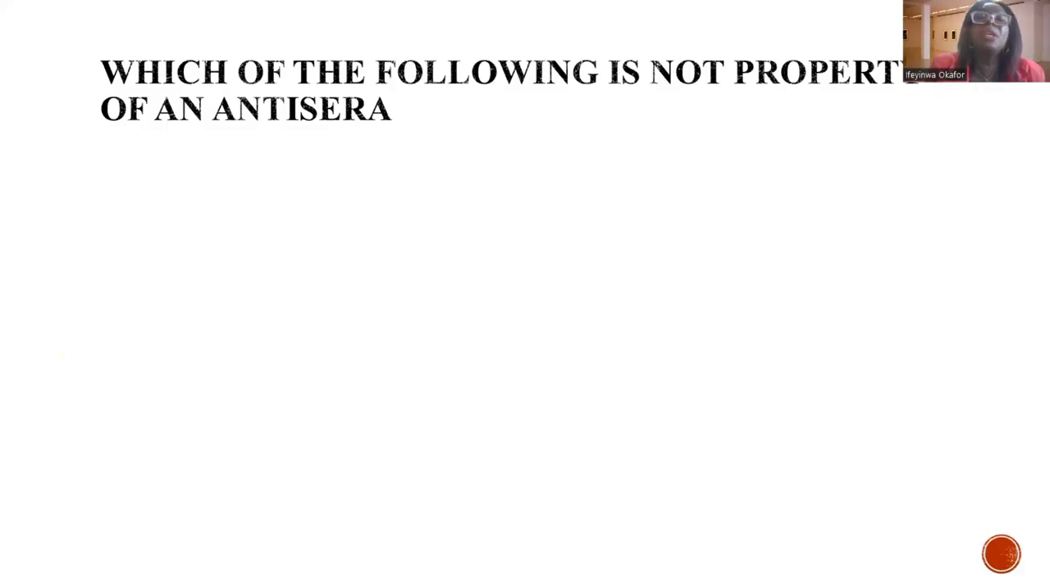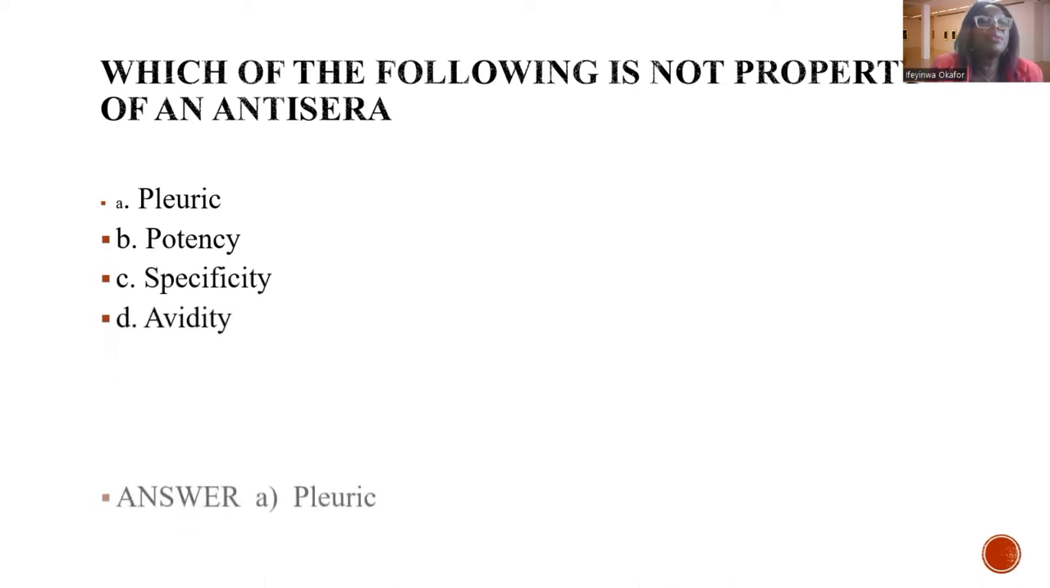Which of the following is not property of an antisera? Prolixity, potency, specificity, avidity. Answer A, prolixity.